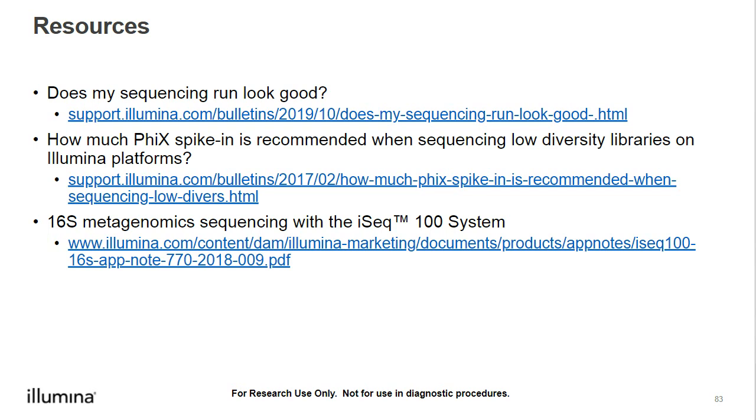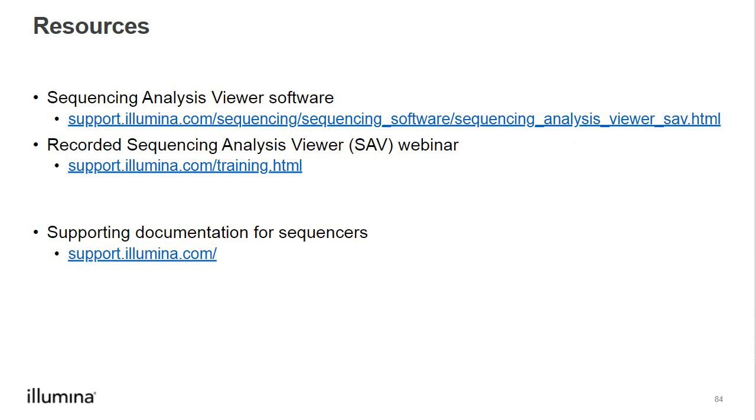More information, including the download for the sequencing analysis viewer software, is here. We have a very helpful recorded webinar for how to use sequencing analysis viewer and review run metrics available on our webinar page. And supporting documentation for all of our sequencers can be found at the third link. This is where we have information on how to set up sequencing runs on all sequencers and additional resources for successful sequencing.